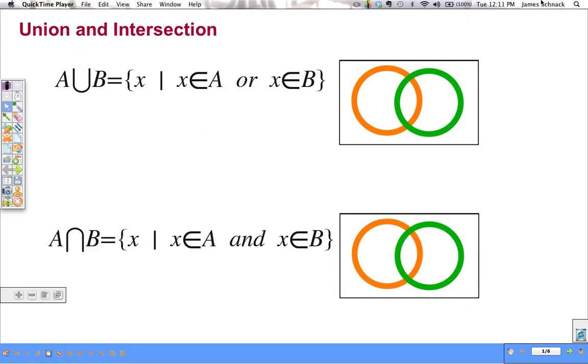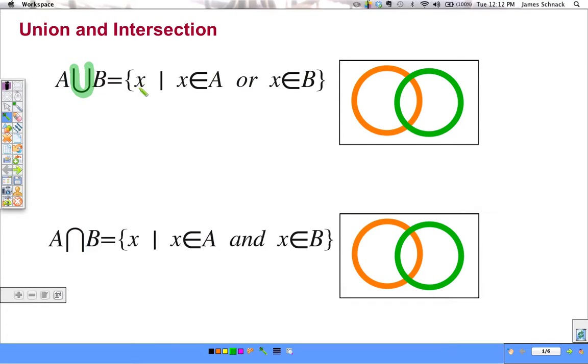We're going to look a little bit more with Venn diagrams, and we're going to look at two concepts known as union and intersection. I have on here the definition of what they are, and, well, let's talk about that. So union is this U-looking shape in between set A and set B. That means A union B.